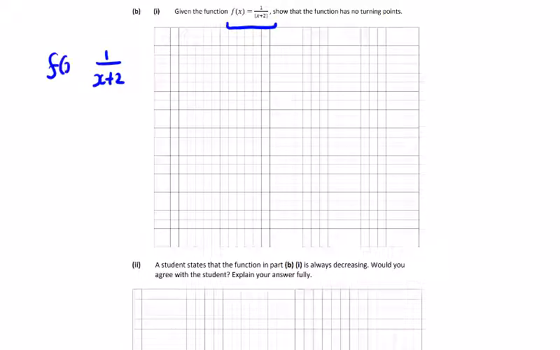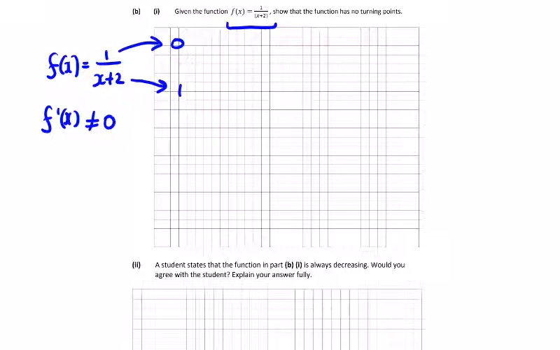F of x is equal to this. Show it has no turning points. That means f dash x, or f prime x, cannot be equal to 0 if there are no turning points. So let's differentiate top and bottom. We're going to get 0 on top and 1 on the bottom. The rule for the quotient rule is on the bottom we have the bottom squared.